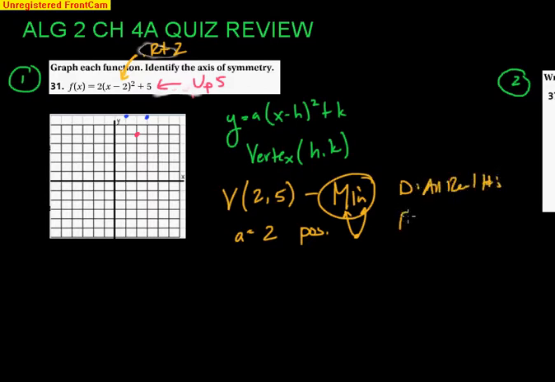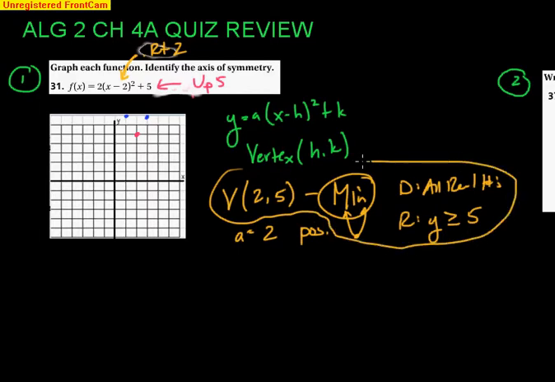Your domain is all real numbers. All of them are. And the range, the y values, since you open up, the y's are all greater than or equal to that bottom point, and the y is a 5 at that bottom point. So these are the important parts that you have to be able to identify.